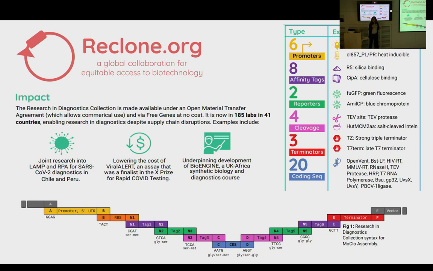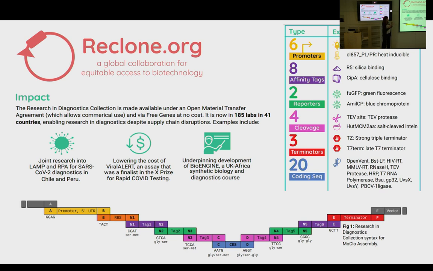And we did a second round where we took the ones that were very related to diagnostics and made this very specific collection, which we've now put under an open material transfer agreement. These numbers are actually a bit out of date. I copied in the wrong slide. So at the time, it was in 185 labs in 41 countries. Between this collection and the broader collection, we're now in over 500 labs in about 50 countries.